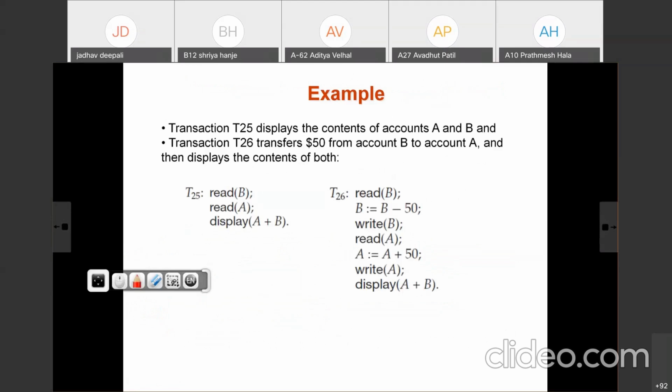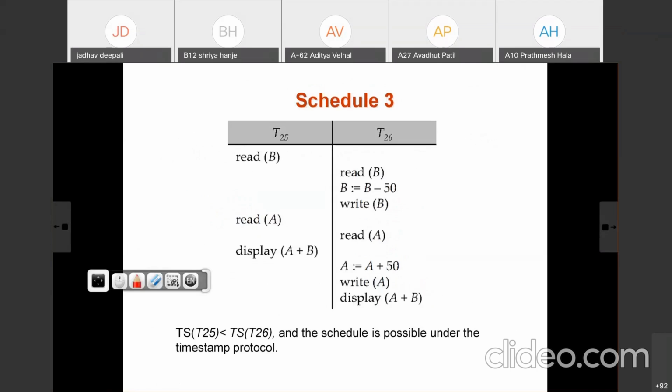One example before that. Suppose we want to do transactions. The first, T25, reads the values of A and B and displays A plus B. And transaction T26 transfers $50 from account B to account A. So it will execute in this way currently. Now TS(T25) is less than TS(T26), because it comes before T26 in the system.